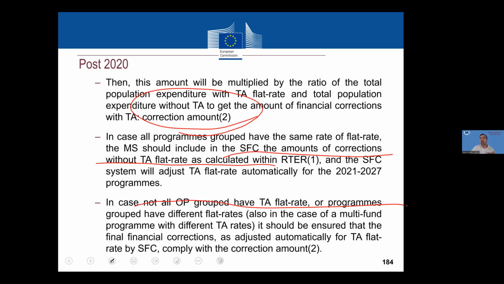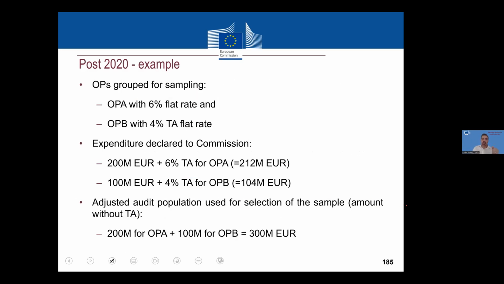A simple numerical example, although without showing the detail of some of the calculations. You group two programs, one with flat rate 6% and another one with a flat rate of 4%. First program has 200 million euros, second program 100 million euros. Well, for the first program plus 6% is 212 million euros, and for the second program, including the flat rate, including the technical assistance, is 104 million euros.